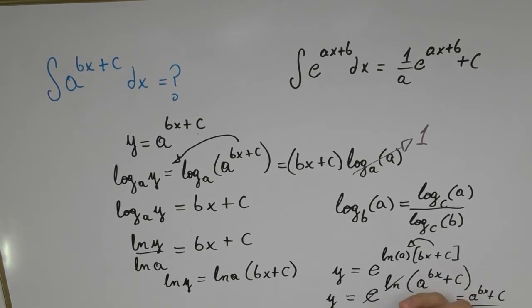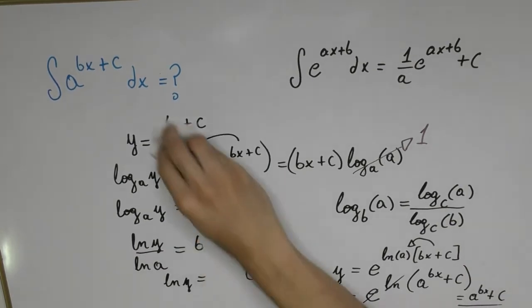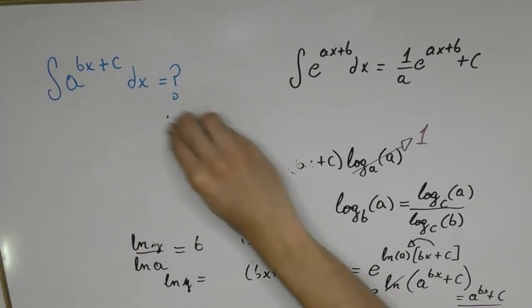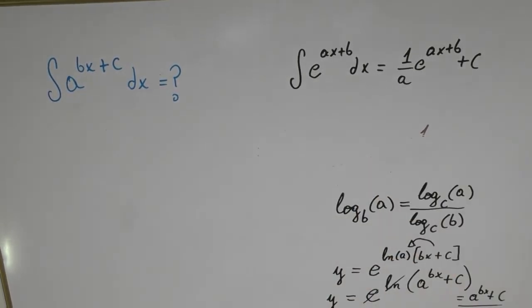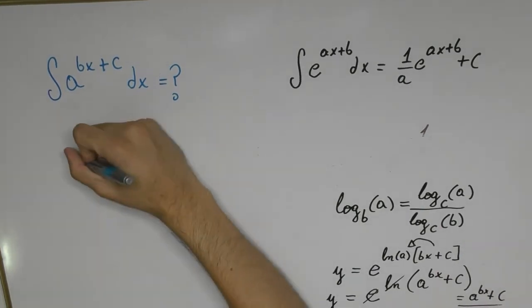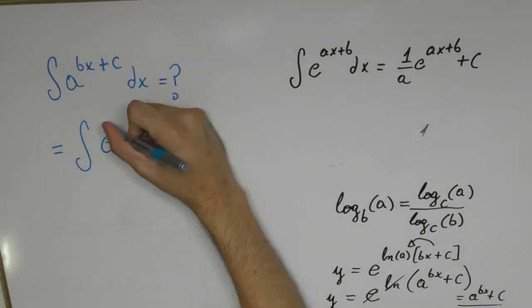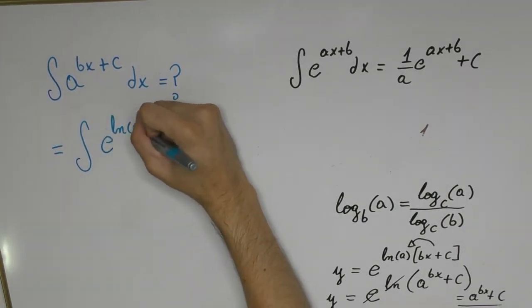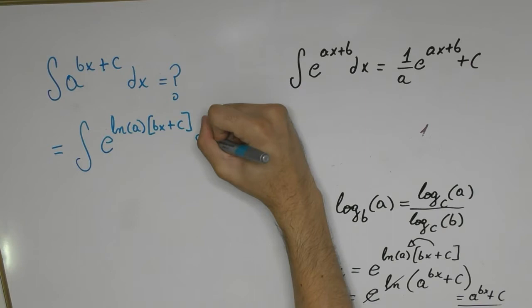Now, I know this seemed like a long derivation, but we went through the whole thing step by step, and hopefully that shows how this transformation occurs. So now let's apply this whole thing again. Let's go back to the beginning of our whiteboard and look at how to transform this function. The first thing we want to do is use this result we just found. So this integral over here is going to be the same as the integral of e to the power of ln a times bx plus c dx.